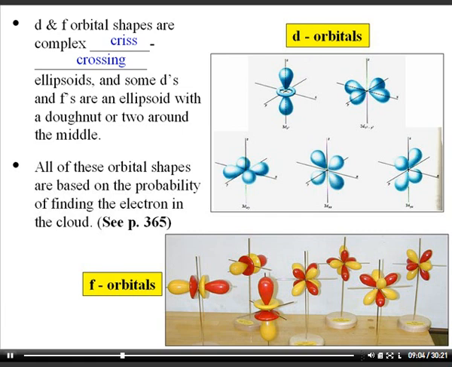And the F shapes are even more complicated. I have some models of these in class, and I show the students. You can look at some of these pictures on page 365 in your textbook if you're interested.